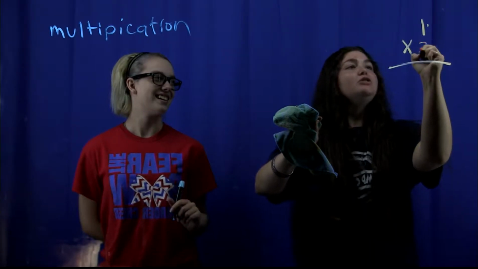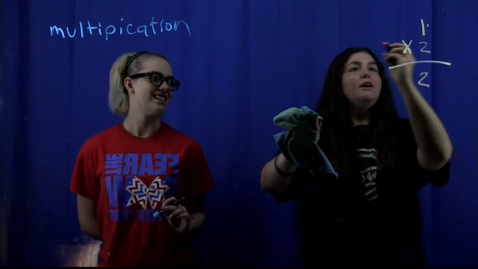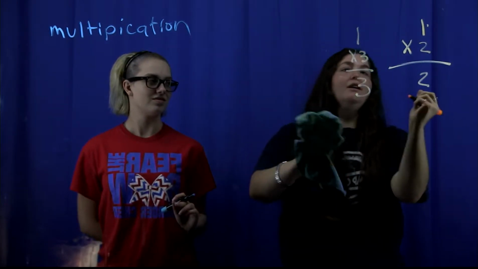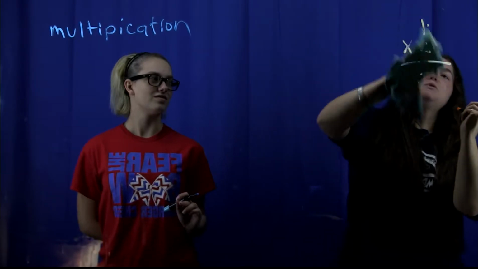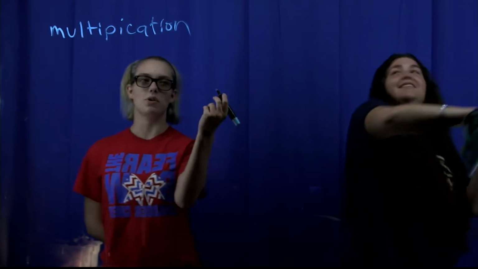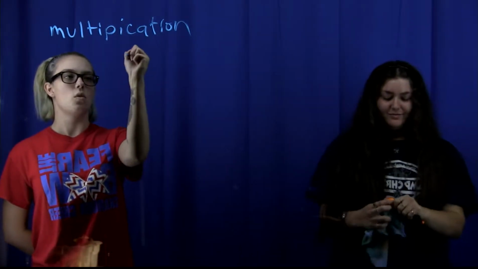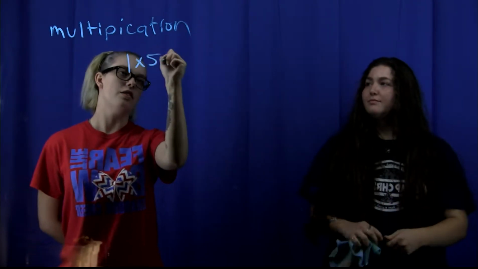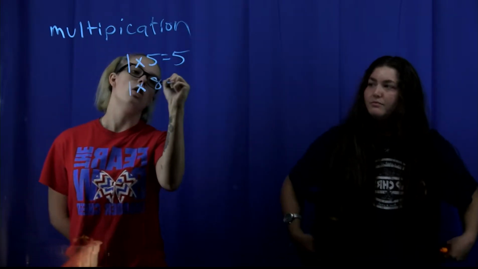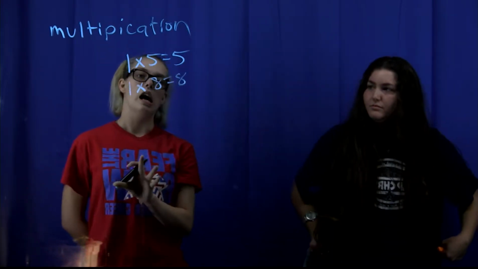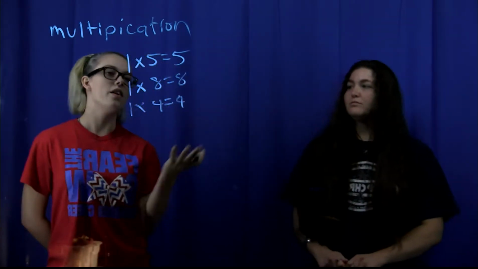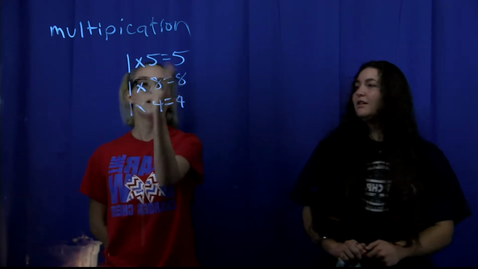1 times 2 will be 2. And then 1 times 3 will be 3. So basically anything times 1 will be the number itself. So for some examples, 1 times 5 will always equal 5. And then 1 times 8 will always equal 8. Times 4 always equals 4. And then so on for every number under the sun that you multiply by 1.